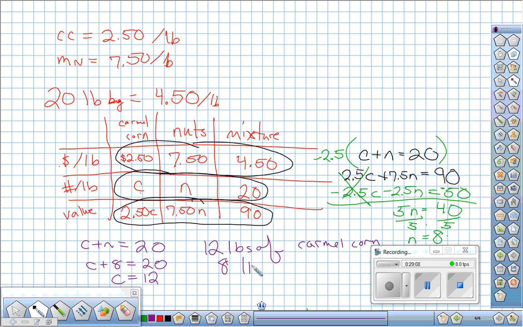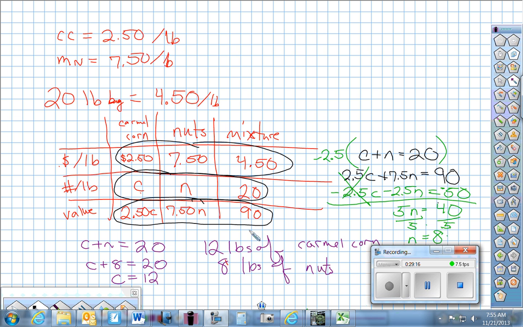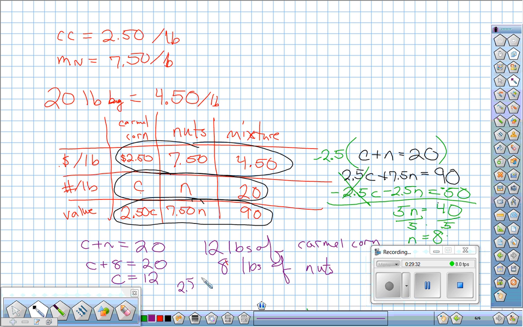And 8 pounds of nuts. It's also a good idea anytime you do word problems to check to make sure that these two numbers also make sense in the money equation that we made. It made sense in the pound equation, but what about the money one? If we took 250 times caramel corn, which was 12, and we added 750 times 8 for the nuts, would that equal $90?